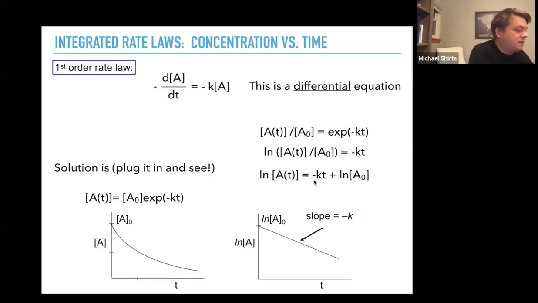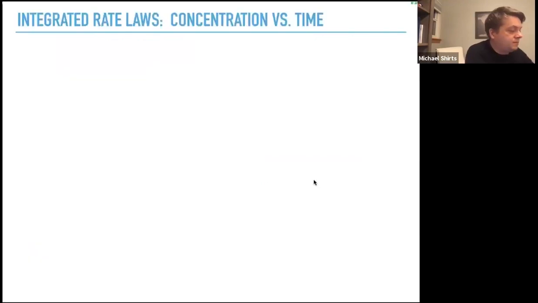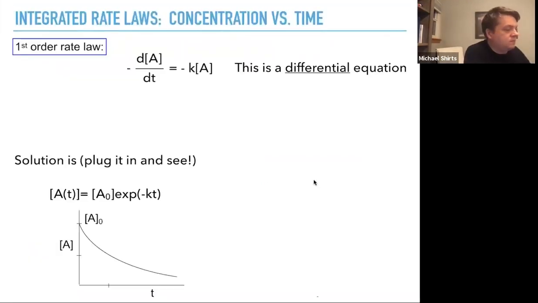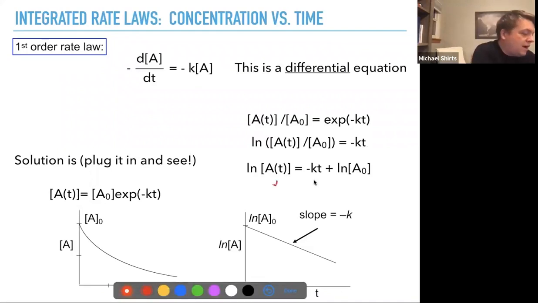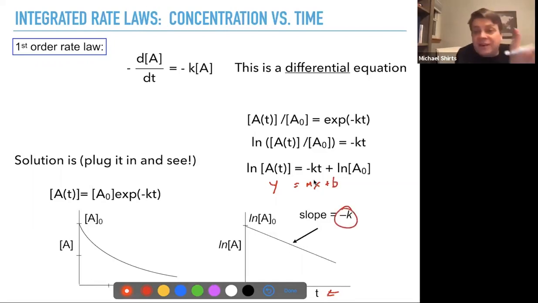This is going to be y equals mx, where t is our x here, t is our independent variable, plus b. And so the slope is minus k, that's what we're multiplying the time by, and the y-intercept is log of A0.